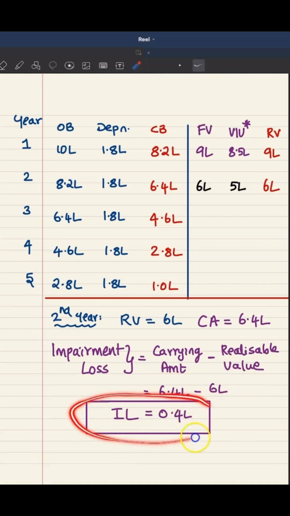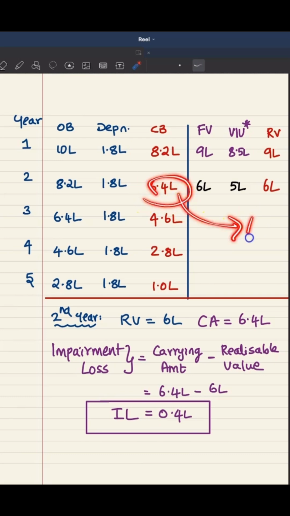So this impairment loss will also be provided in the statement of profit and loss in addition to depreciation. So in the second year, this entity will have depreciation of 1.8 lakhs plus impairment loss of 0.4 lakhs, and that will bring down the carrying amount from 6.4 lakh to 6 lakh.